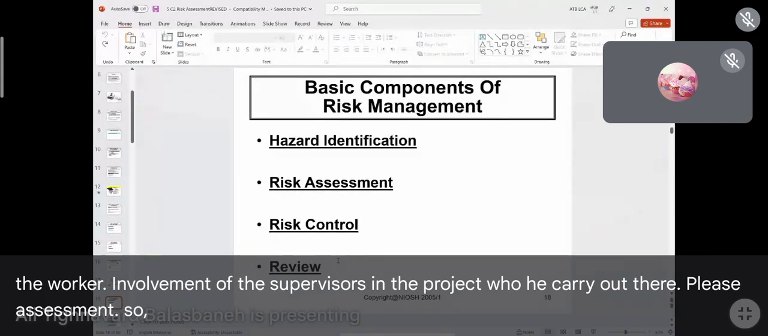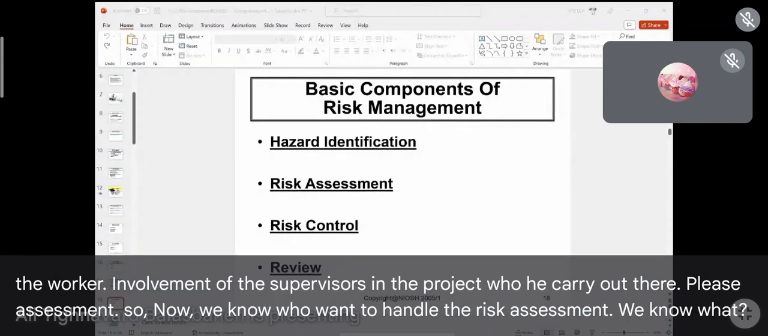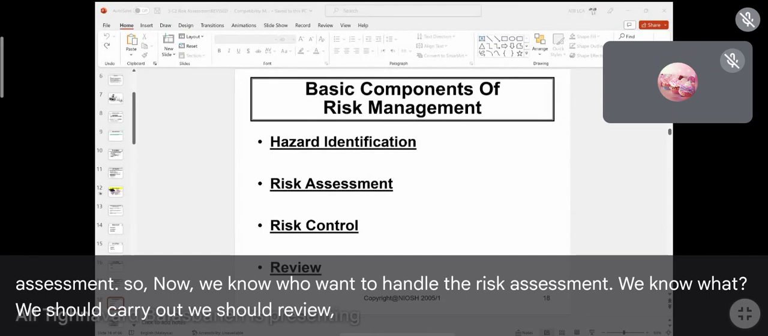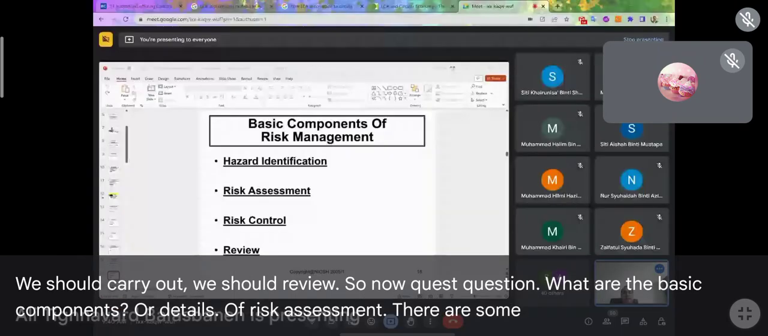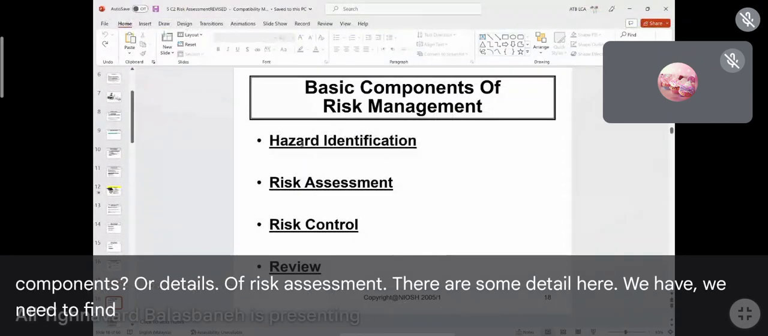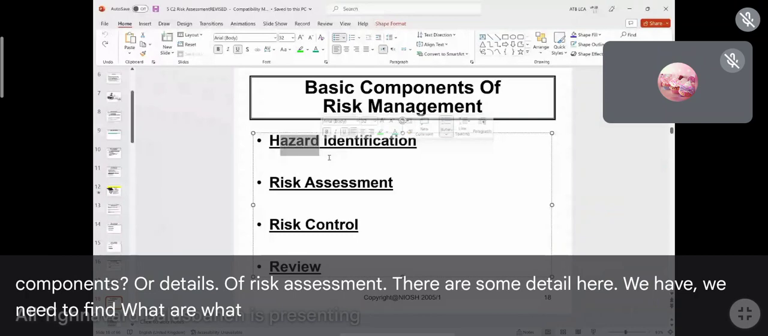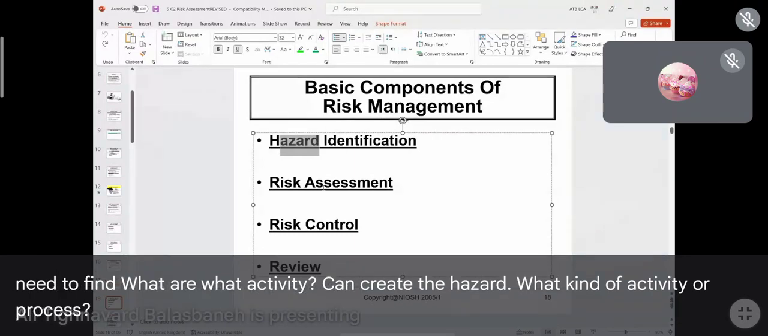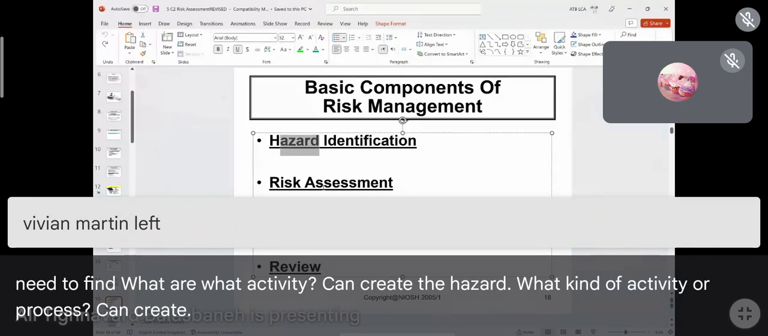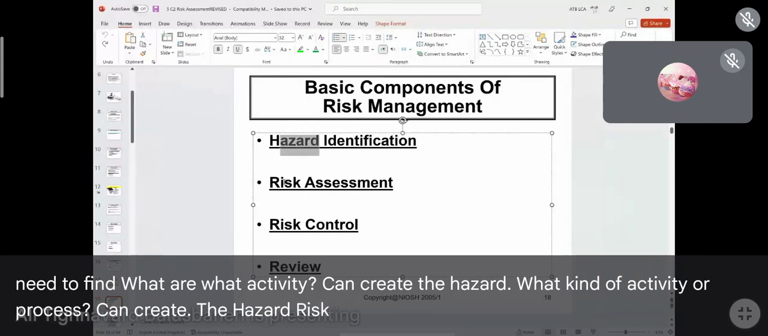So now we know who will handle the risk assessment. We know what we should carry out. We should review. So now the question is, what are the basic components or details of risk assessment? There are some details here. We need to find what activity, what kind of activity or process, can create the hazard. Then risk assessment, risk control, and then review.